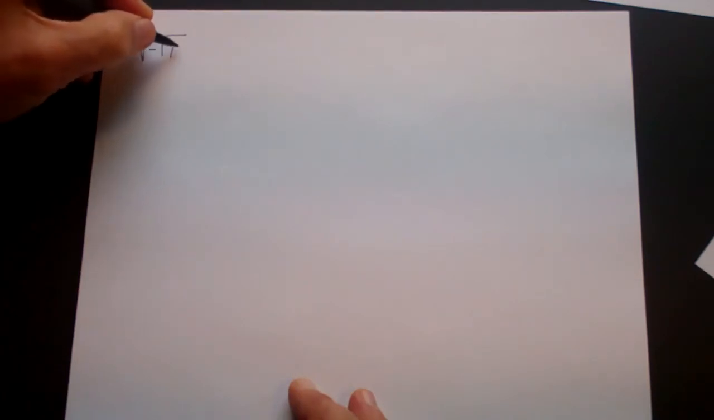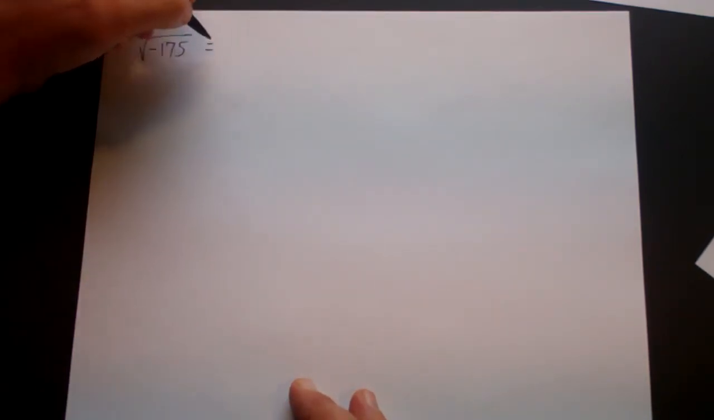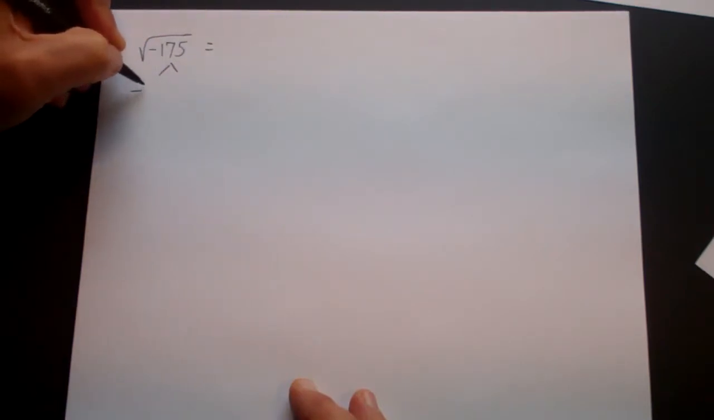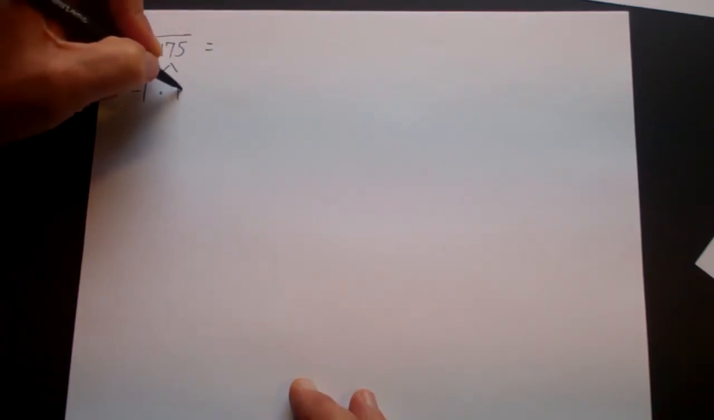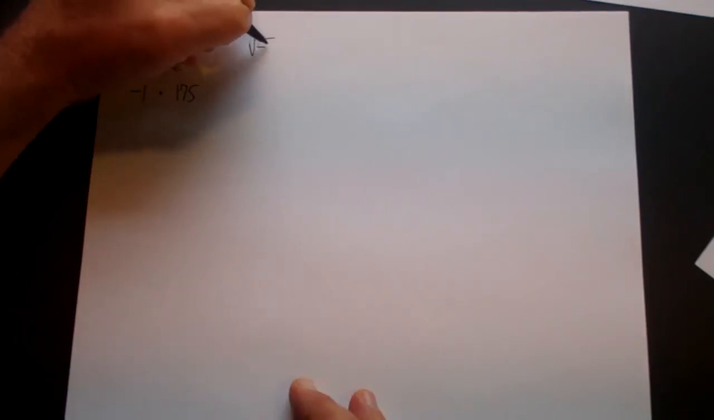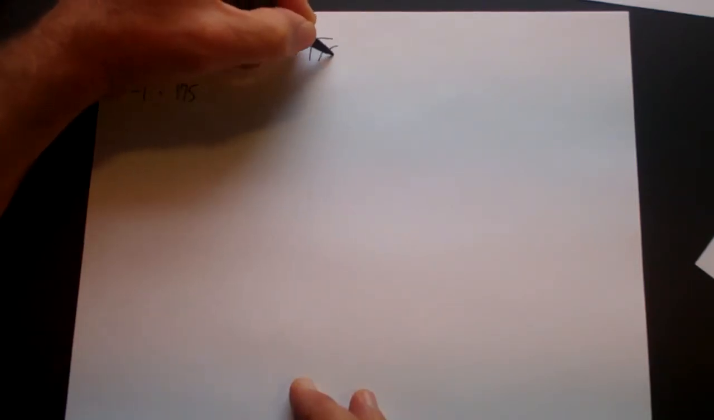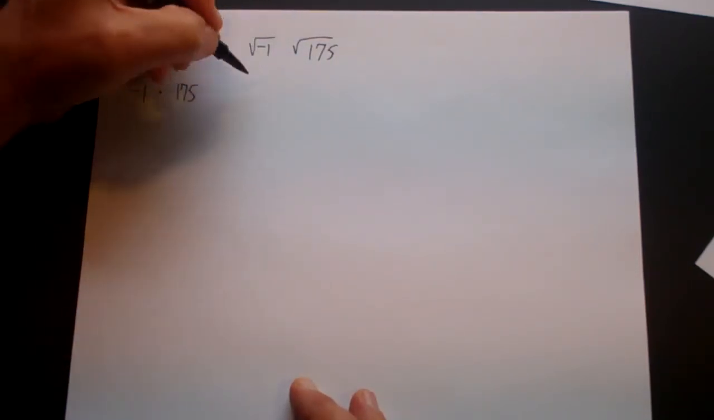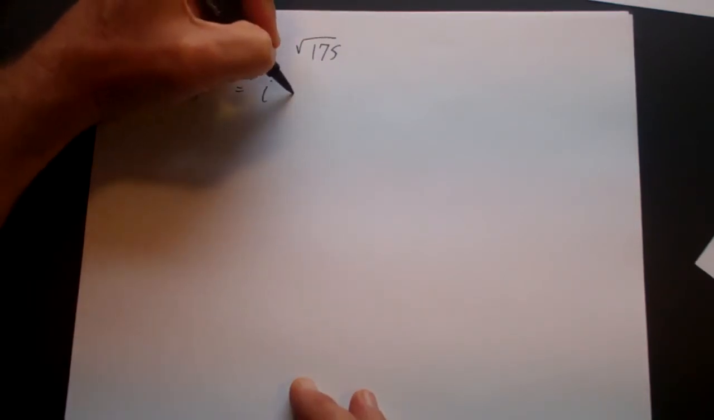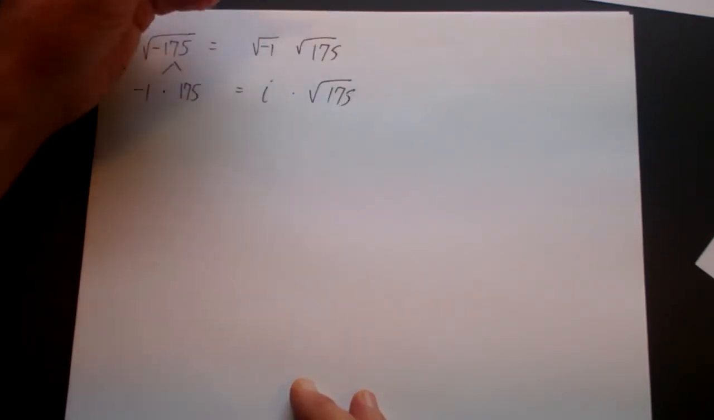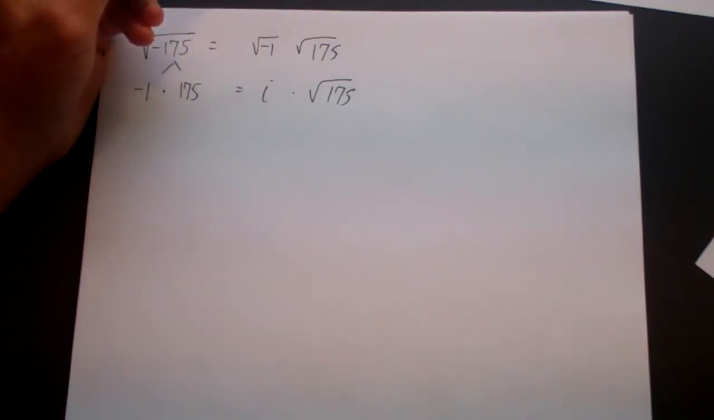Let's do another problem. So now let's do square root of minus 175. There's a negative underneath the square root, so the very first thing we'll do is we'll break that up into minus 1 times a positive 175. So you have square root of minus 1, square root of 175. Square root of minus 1 is just i, so you have i times square root of 175. That's the end of step 1.